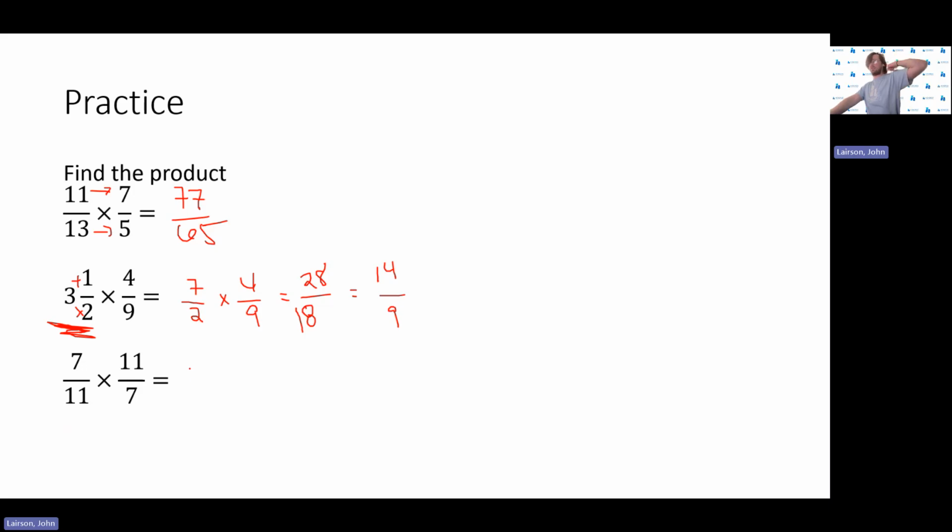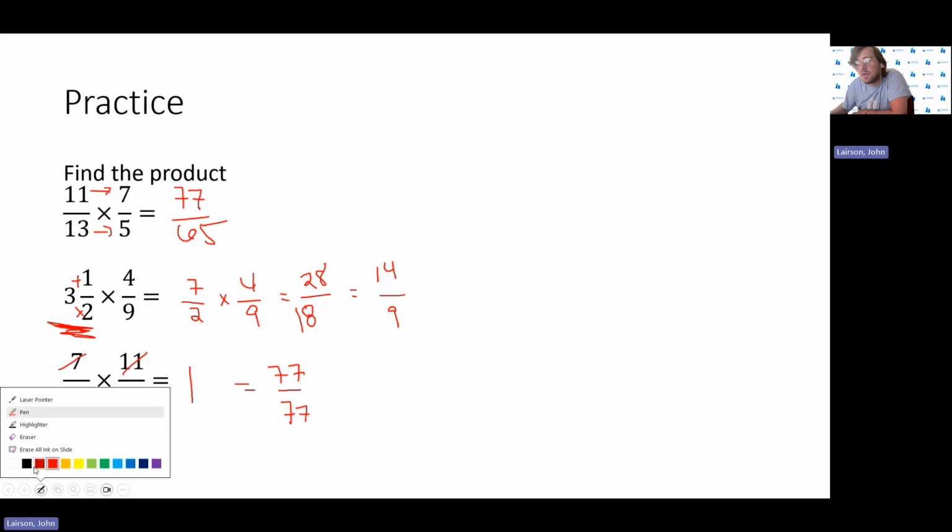This is going to be 1. This is going to be 1. I can see this right away because I can cancel out right away. Everything cancels out, so it's going to be 1 over 1 times 1 over 1. But if you don't see that right away, we see 7 times 11 is 77. 11 times 7 is 77.